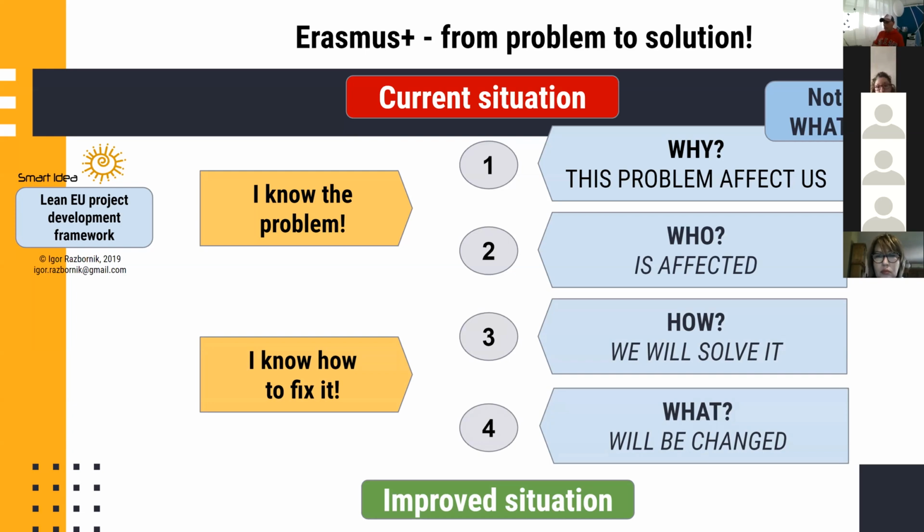I need to build a rapport with the evaluator. I need to persuade the evaluator that I'm the best person in the world to tackle this project and get a project approved and money from Erasmus funds. So everything about the Erasmus project is to go from the current situation, which has a problem, to the improved situation, which will have this problem lowered or at least have an impact on that problem.